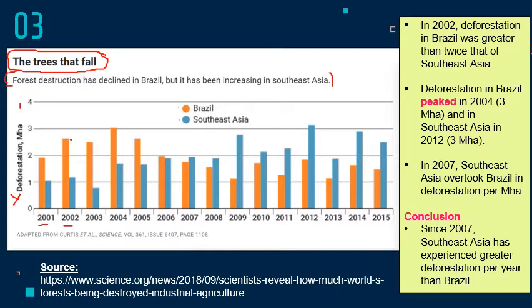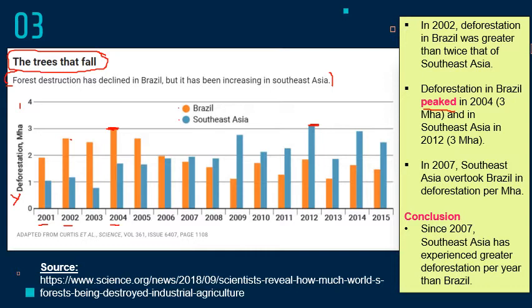Deforestation in Brazil peaked. That means it got to its highest point in this time series in 2004. So it peaked here, and it peaked at 3 million hectares per year. And in Southeast Asia, it peaked in 2012, which is all the way down here, 8 years later.